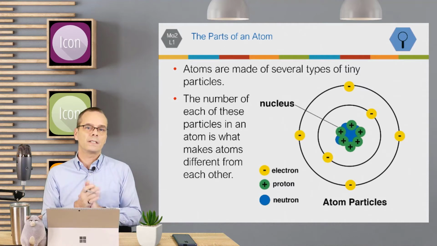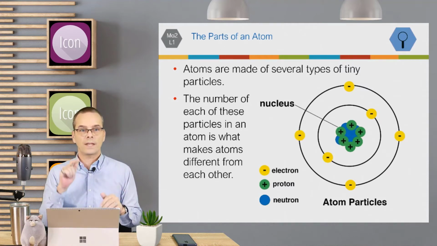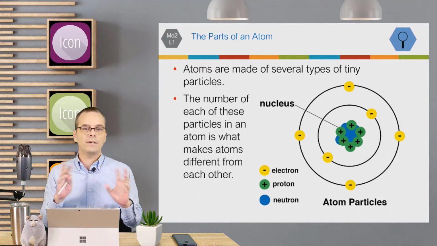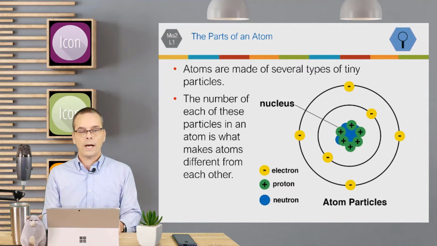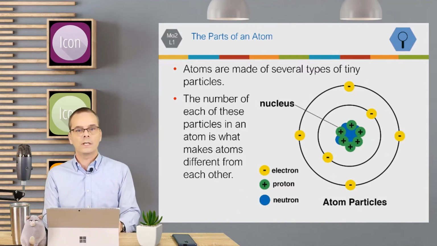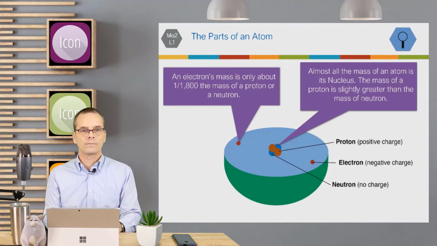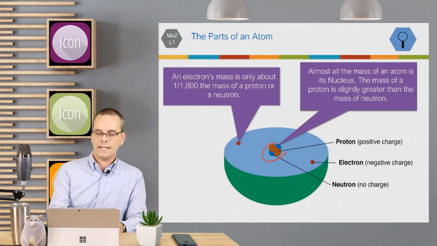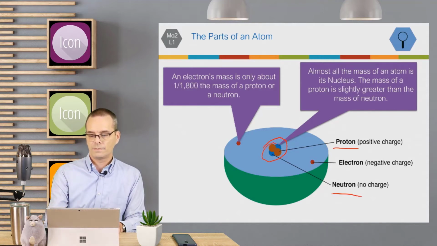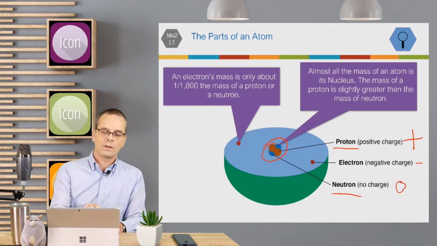Atoms are made of several types of little tiny particles, and the number of each of these particles is what makes atoms different from each other. And those three are a nucleus. Inside the nucleus you have neutrons and protons, and then outside the nucleus you have the electrons. Almost all the mass is in this nucleus where you find these protons and neutrons. And again, protons are positive, neutrons are no charge, and electrons are negative charge.